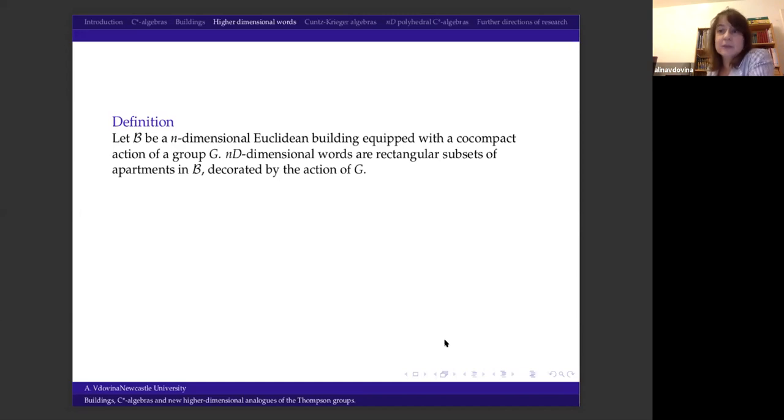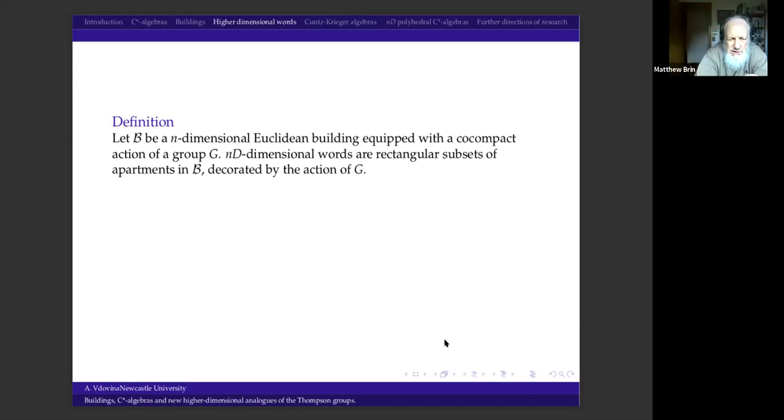In the example with the triangles, is the group acting the cyclic group of order seven?